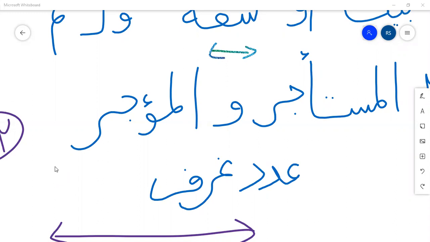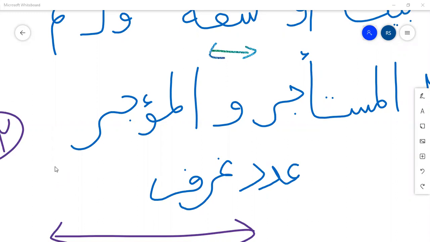Okay. Oh, which floor? In which floor is the apartment? Fi ayyi dawri shaqqa. Fi dawri. Fiddauril Khamsa. Khamis. Fiddauril Khamis. Khamsa means five. Khamis means fifth. Fiddauril Khamis.